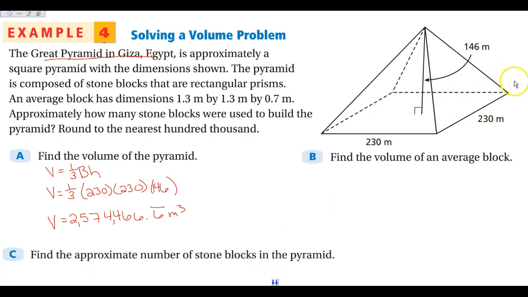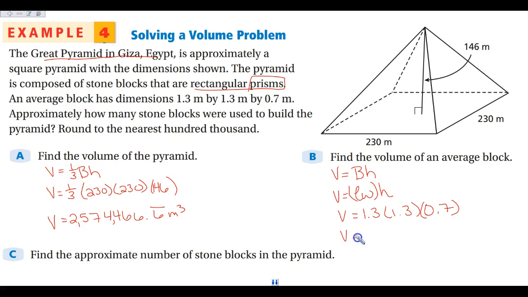Now, I want to find the volume of an average block. So volume is going to be, again, area of the base times height, because remember our blocks are prisms, all right? So we don't include the 1/3 because each block is a rectangular prism. So remember, since it's a rectangle, we can do that length times width times height because this is the area of my base. So I'm going to do 1.3 times 1.3 times 0.7. And when I calculate that, I'm going to get 1.183, and that's going to be meters cubed.